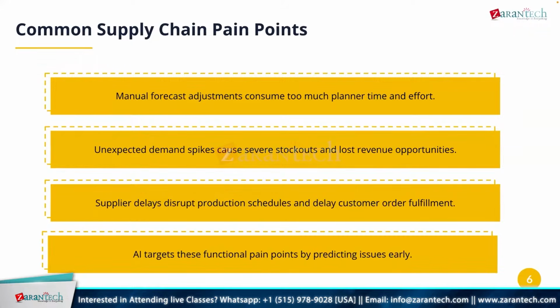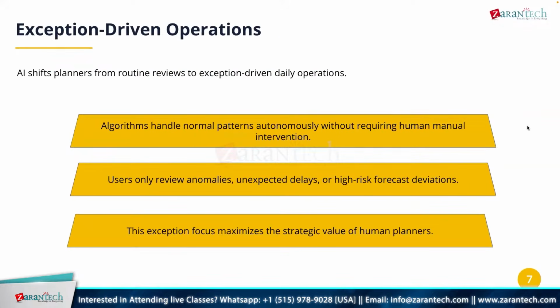Okay, so next one. AI shifts to exception-driven operations. Now planners move from routine reviews basically to exception-driven daily operations. The algorithms handle a lot of the normal patterns. Users only review the anomalies, unexpected delays, or high-risk forecast deviations. This exception focus maximizes the strategic value of human planners also. All these things come into exception-driven operations.